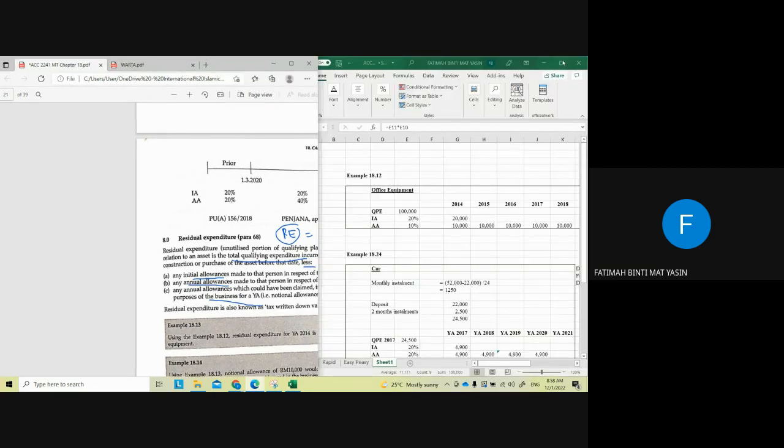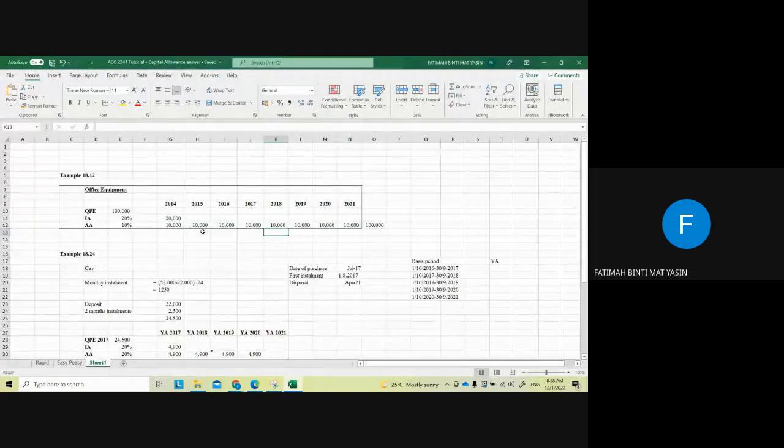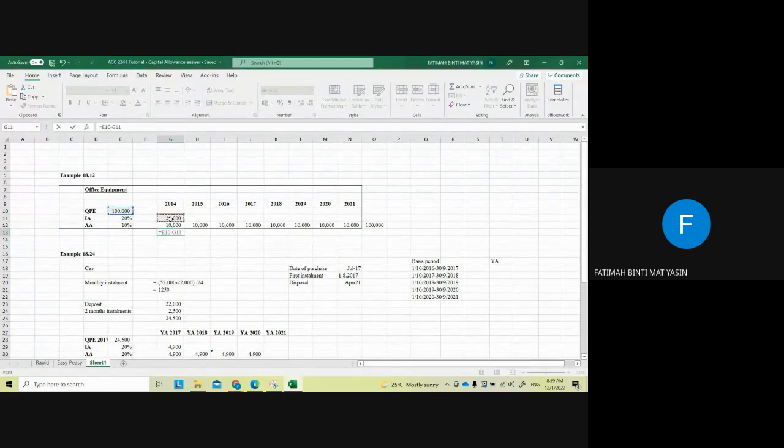So let's look at this example again. Example 18.12. For example, let's say you wanted to know the residual value for this asset as at December 31st, 2014. For 2014, the residual value is 100,000, then you minus 20,000, you minus 10,000. So the residual value for this asset in 2014 is 70,000.